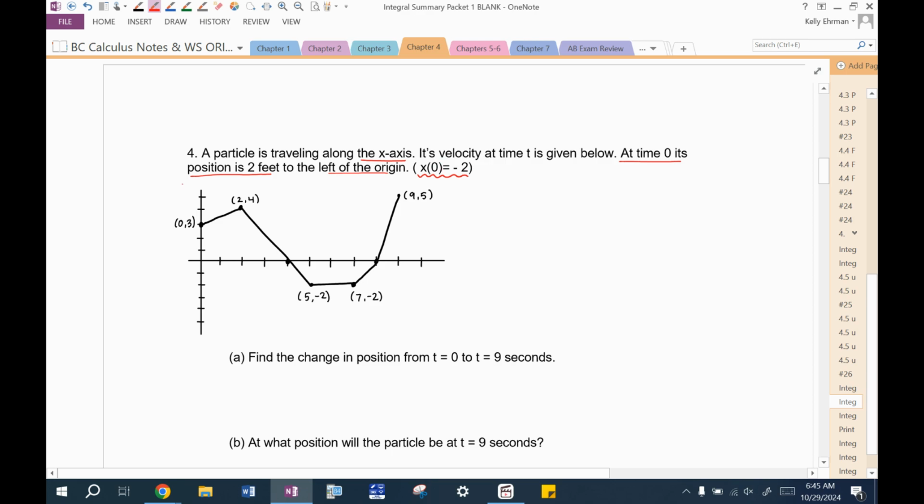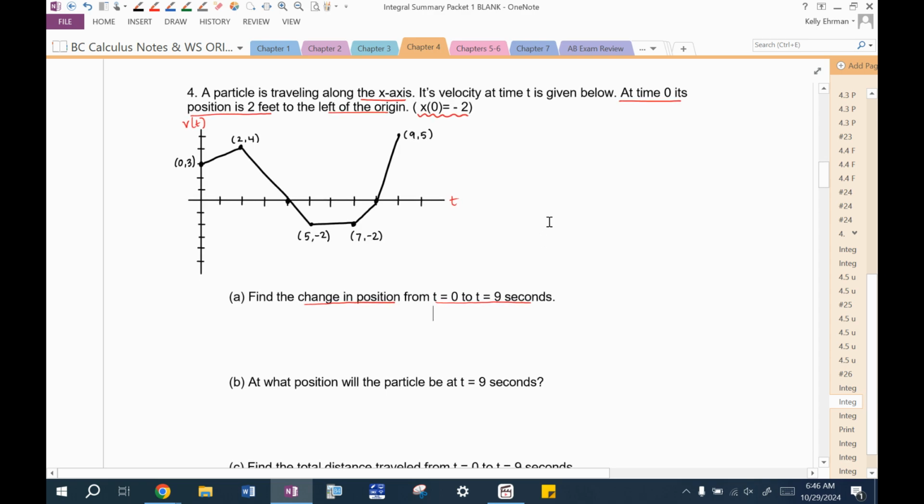So this is a velocity. It says the velocity with respect to time is given below. Okay. So part A says find the change in position, which is the area under the velocity curve, from 0 to 9 seconds. Part of what you should be doing in this packet as you're studying and prepping for a chapter 4 test and just for calculus in general, it's a lot about studying the question, like when the question asks this, what am I supposed to do? So change in position should always trigger in your mind area underneath the derivative.